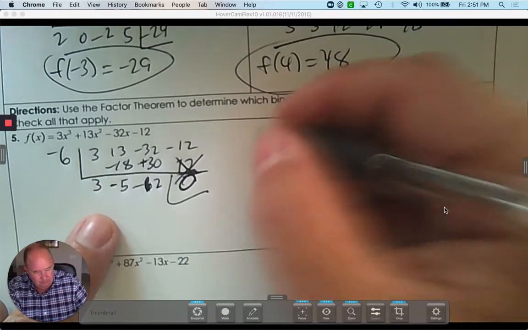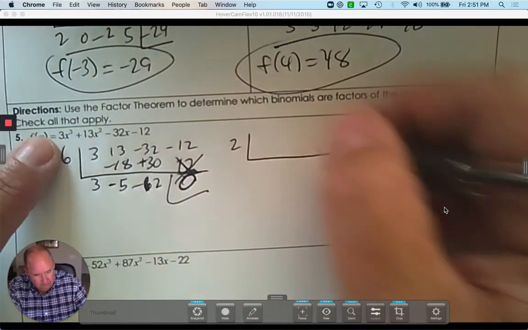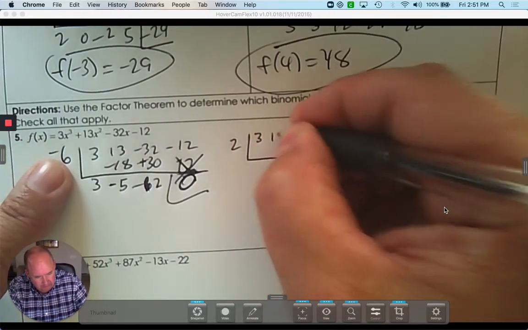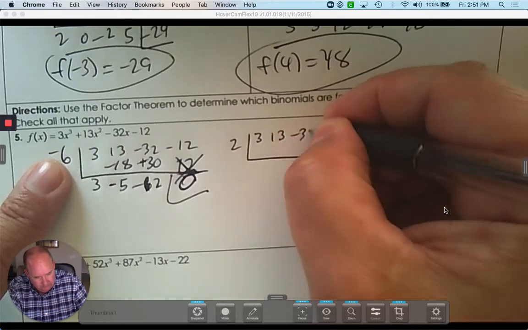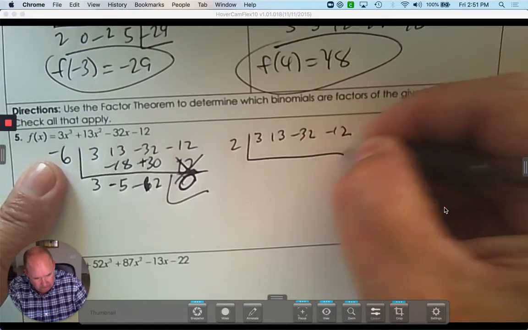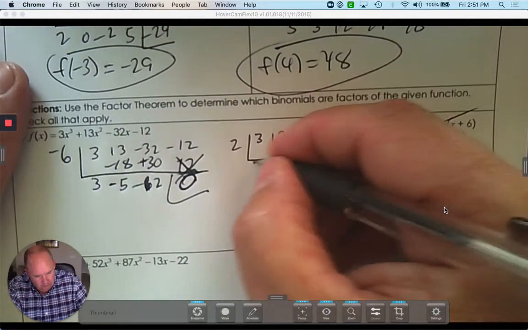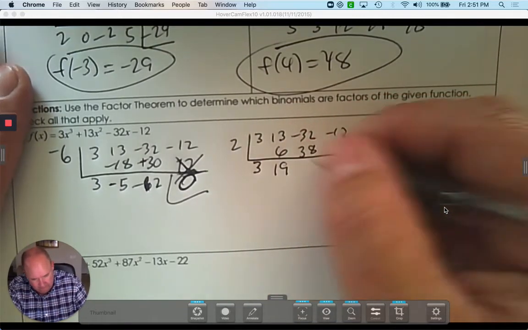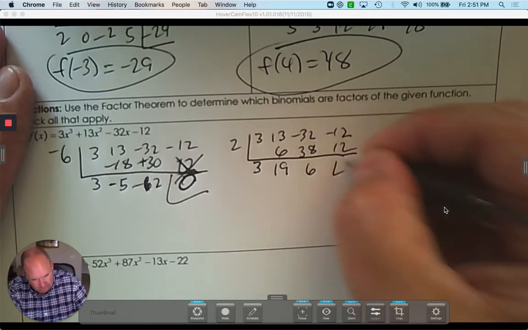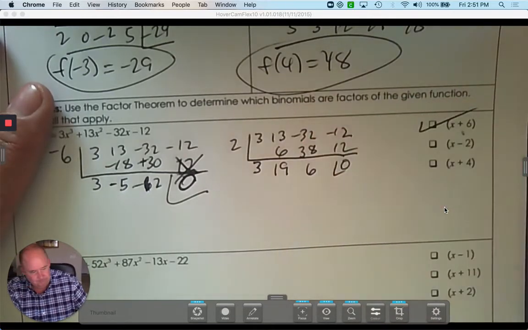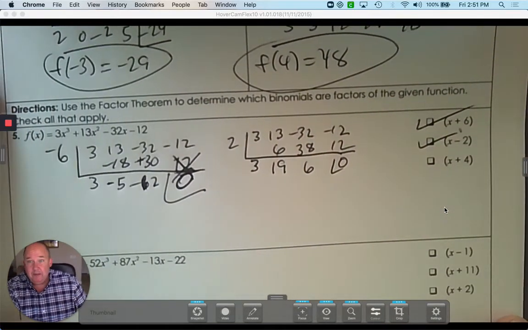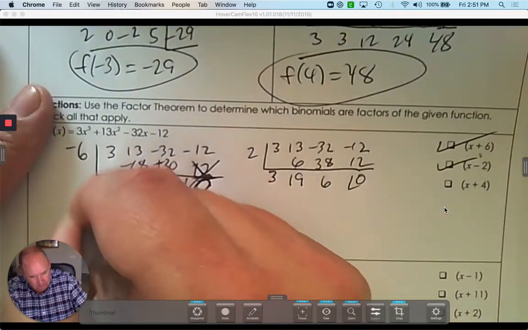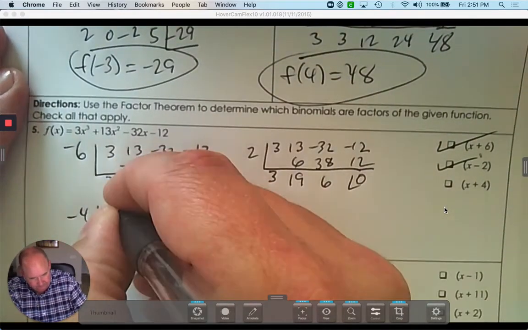How about this one? Positive 2. So positive 2, we have 3, 13, negative 32, and negative 12. Let's see if I don't make a silly mistake here. That one looks like it works because it gives you a remainder of 0. One more, negative 4. Does that one work? Maybe they all work.